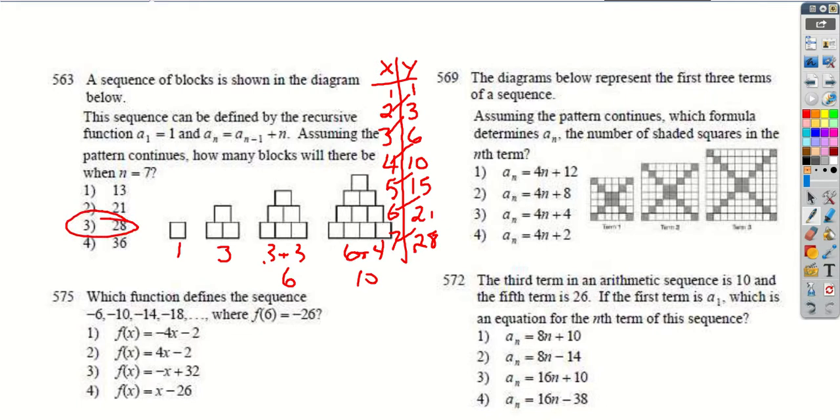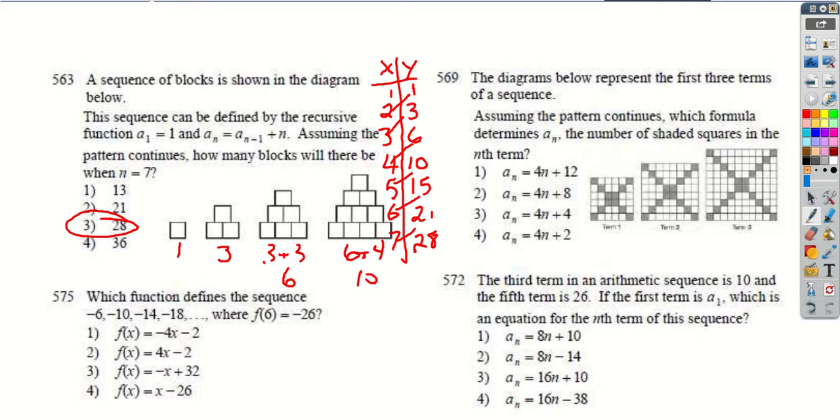For recursive, you always have to plug in the one before it. So you have to do the work up to that row. All right. Assuming the pattern continues, what formula is determined? So we know we want to look at the formula here, the nth term, and we want to figure out if we're adding or subtracting the shaded squares.